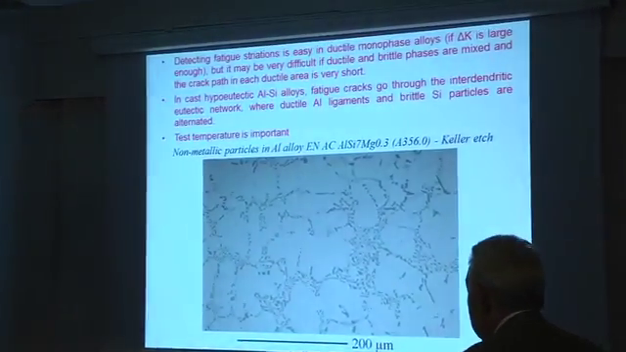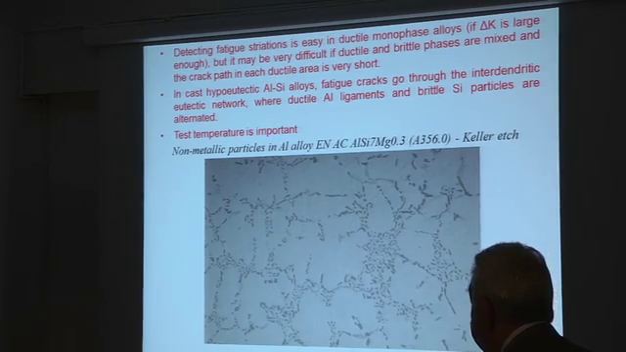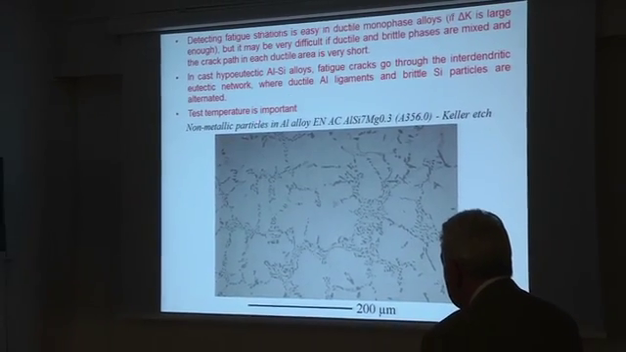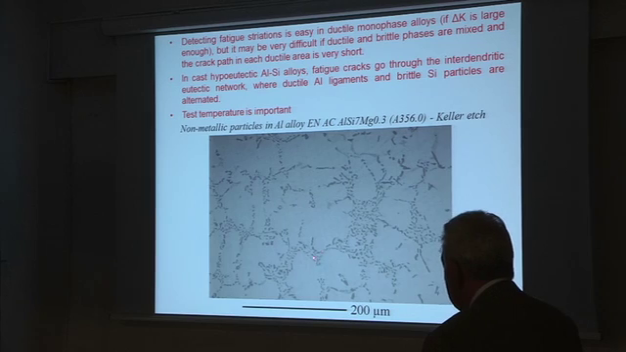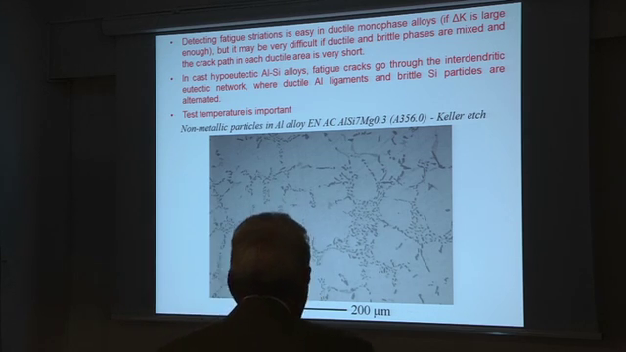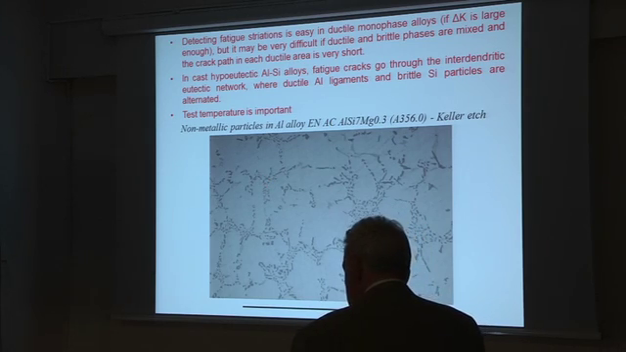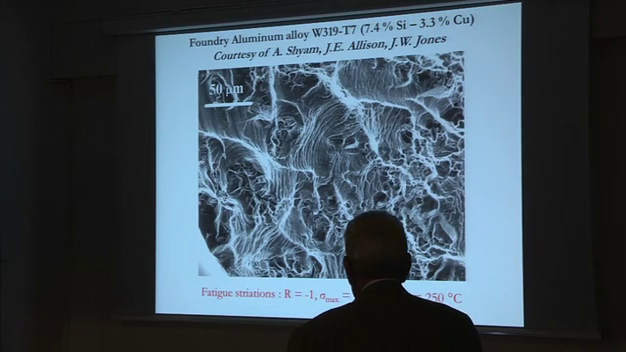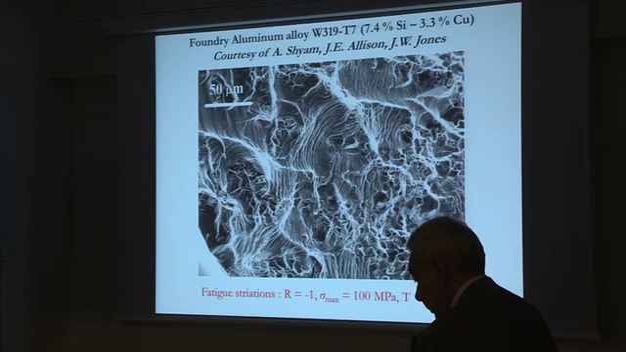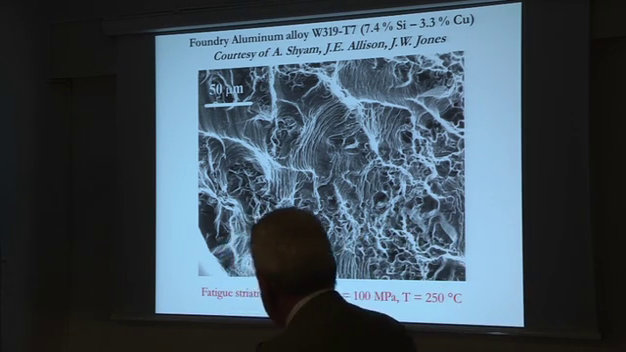You see that in this case, these are cast alloys in which you have dendrites of the aluminum matrix, and around dendrites you have eutectic zones in which you have the coprecipitation of brittle particles and ductile aluminum phase. As I was telling you, at high temperature, you see the striation. At room temperature, striation aren't seen.